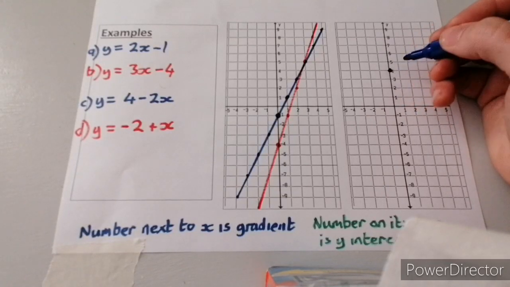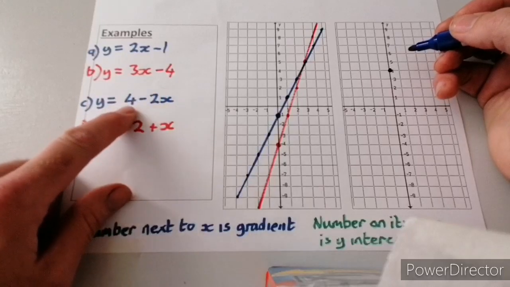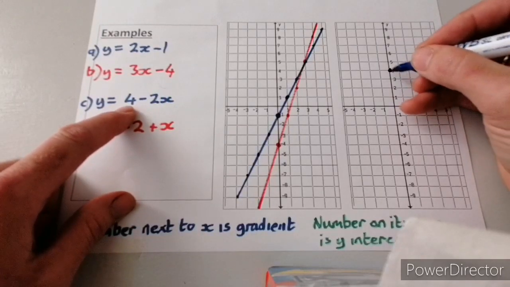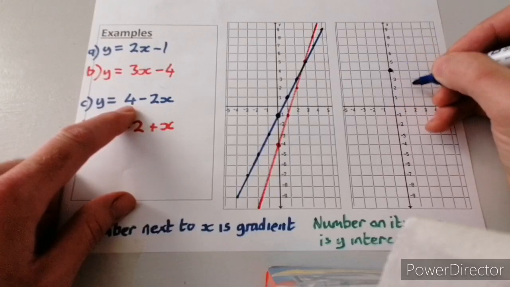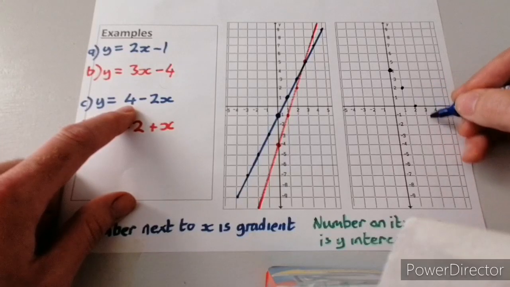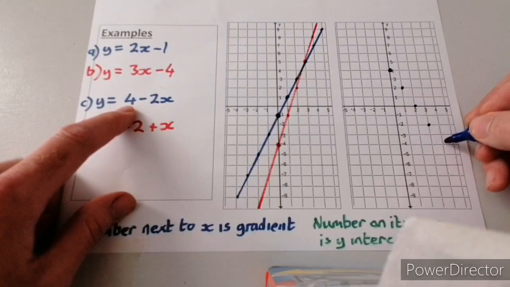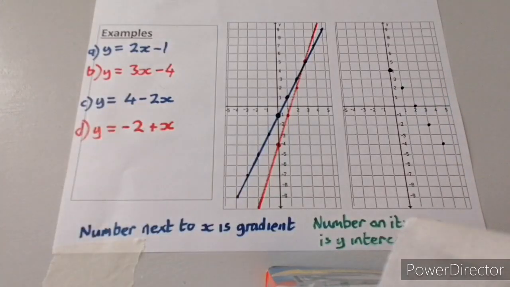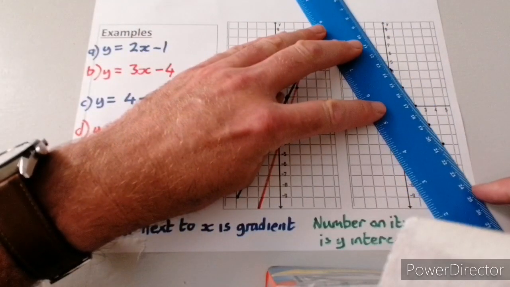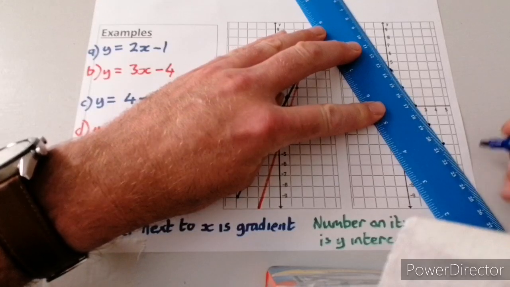So the number on its own, it doesn't matter whether it's written first or second, is 4. And our gradient is -2, which means I move across 1, I go down 2. Move across 1, go down 2, and so on. Got my 5 dots. I can now draw the equation of my line, which is going to sit there.